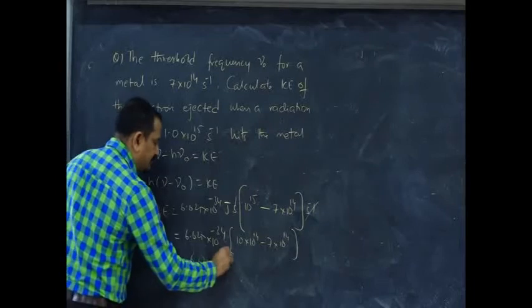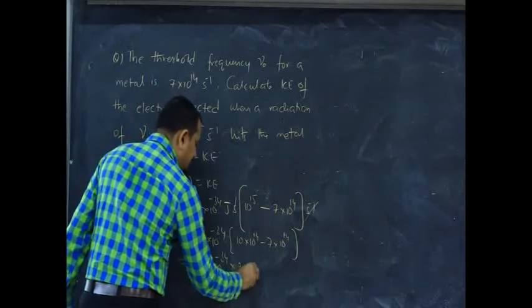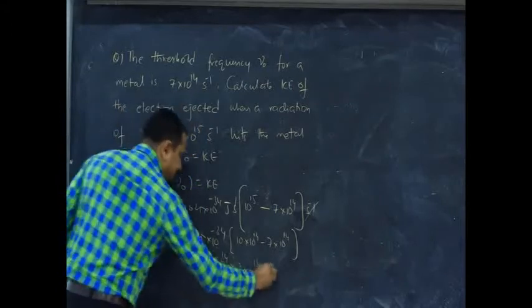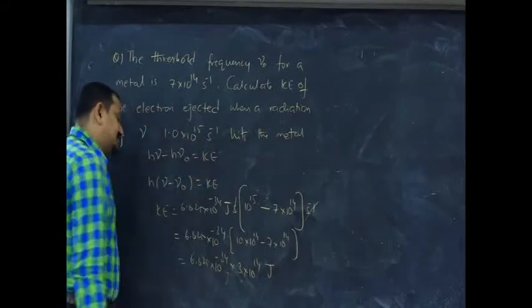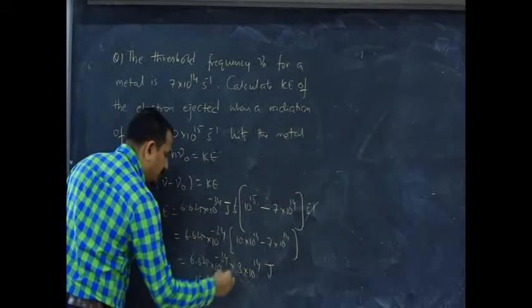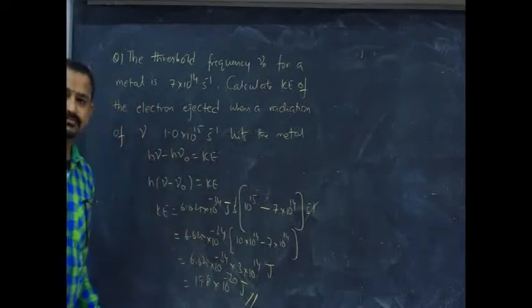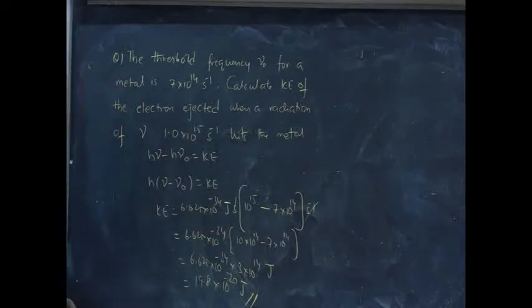6.625 into 10 power minus 34 into 3 into 10 power 14 joules. On simplification, 6.625 into 3 is 19.8. 19.8 into, on cancellation, 10 power minus 20 joules. So, this is the kinetic energy of the ejected electron.